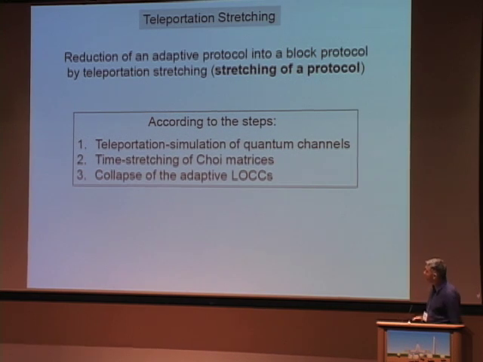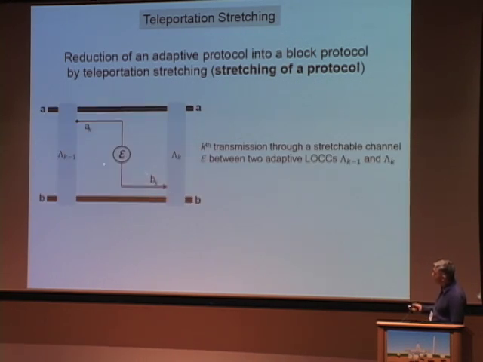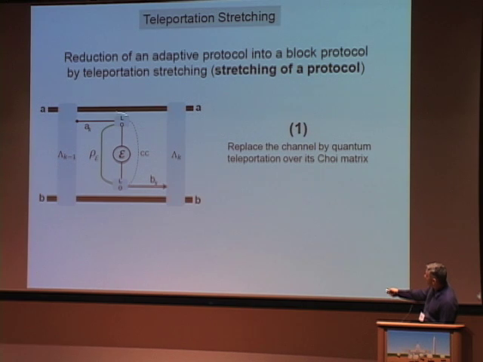Let's see what happens now. So that was the first step. Then we see the second and third steps very quickly. That's the adaptive protocol, transmission between two parties with LOCC. First step, you replace the transmission by teleportation over the Choi matrices. So you simulate the channel with teleportation, introducing the Choi matrix.